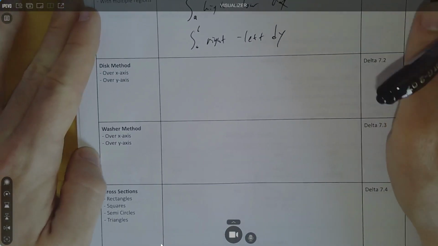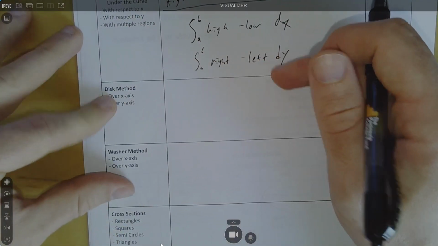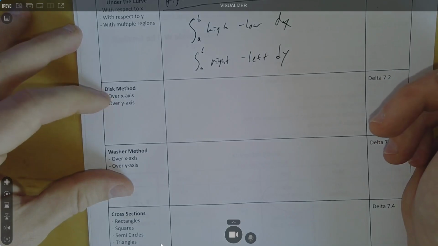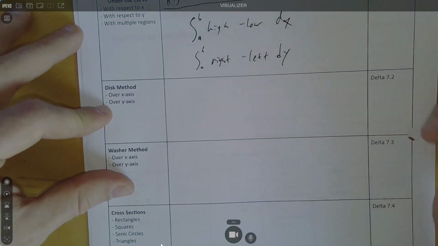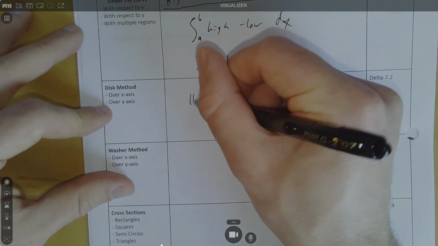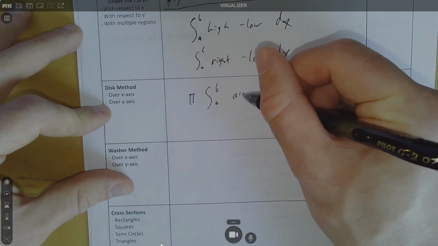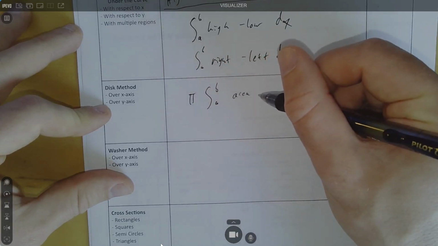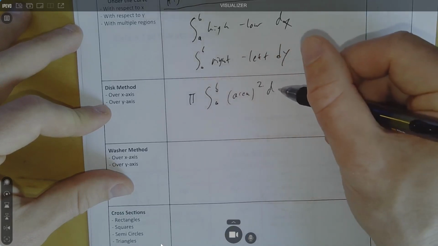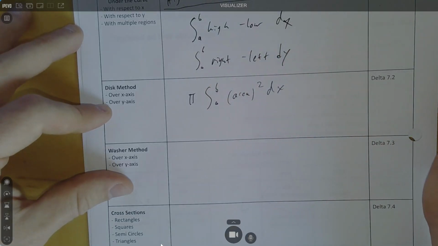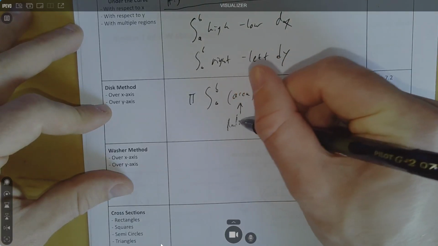Disk method. So disk method is taking that area that you find and then rotating it over an axis. Could be the x-axis, a horizontal axis, or the y-axis, a vertical one. The formula is just pi integral a to b of that area squared dx, or it could be dy, where this represents the radius.